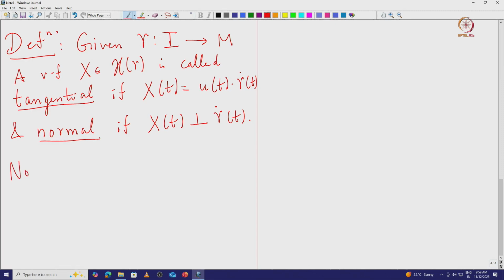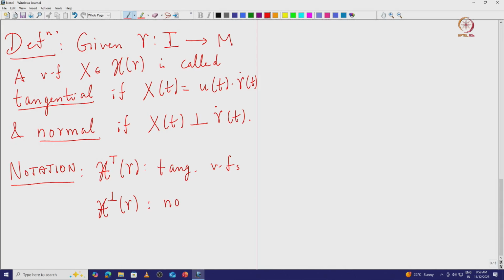So the notation is the following. This is the set of tangential vector fields, this is the set of normal vector fields, and then one can also intersect this: one can look at the tangential Jacobi fields and the normal Jacobi fields. So there the notation is as follows.